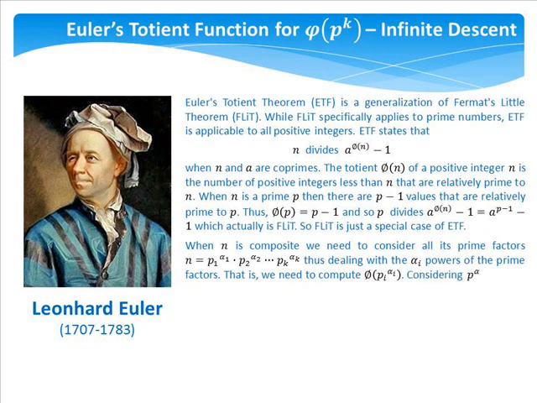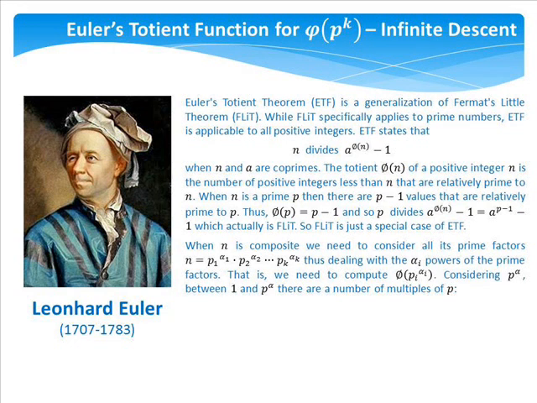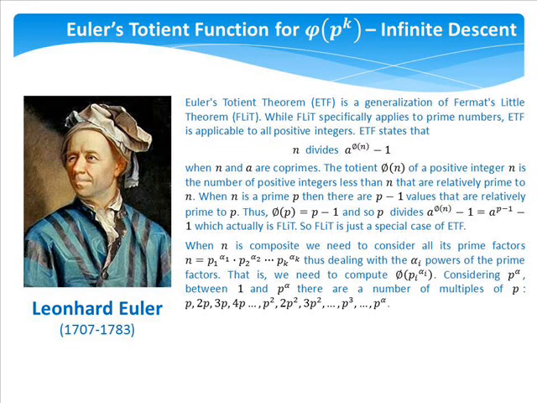Considering p raised to alpha, between 1 and p raised to alpha, there are a number of multiples of p. We get p, 2 times p, 3 times p, 4 times p, etc. until we reach p squared. And then we get 2 times p squared, 3 times p squared, etc. until we reach p cubed. And we can do also the same until we reach p raised to alpha.